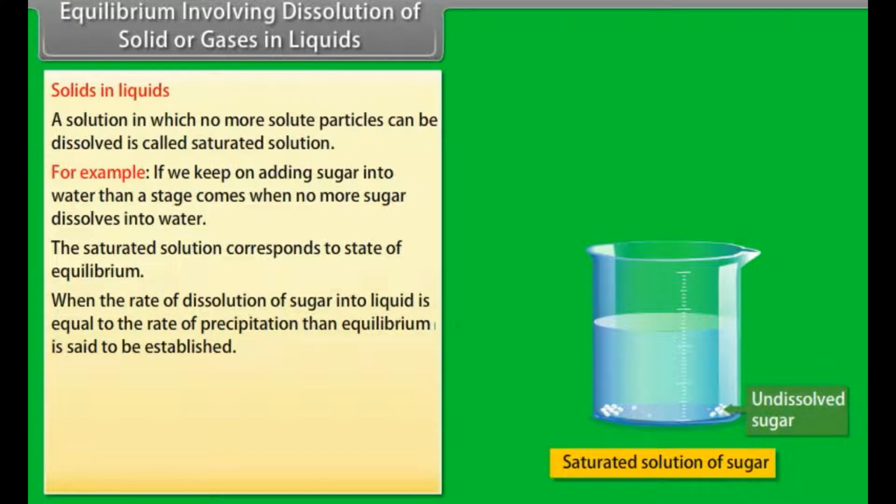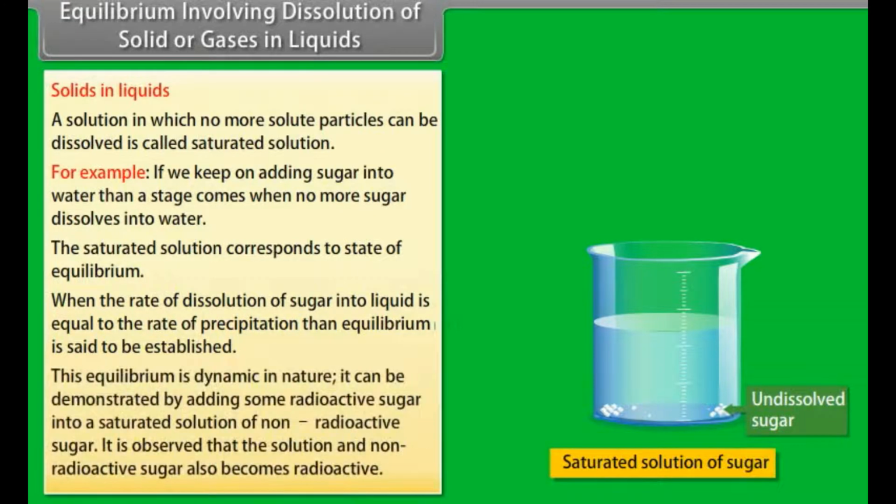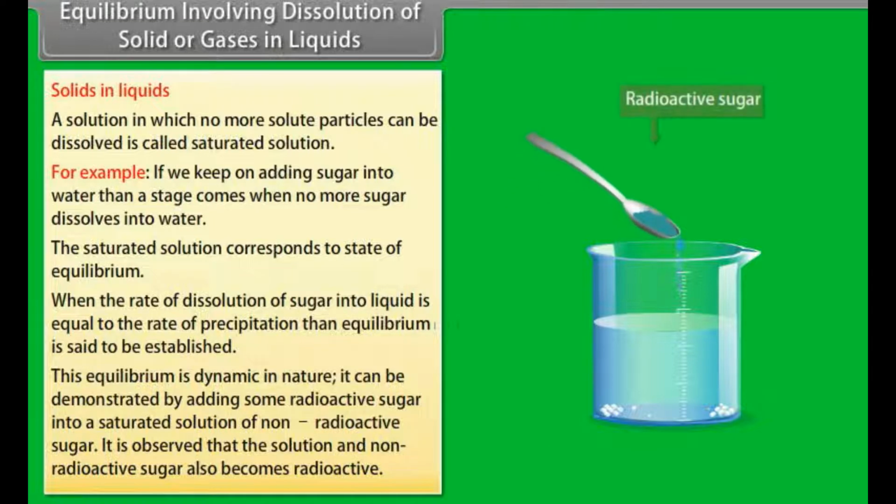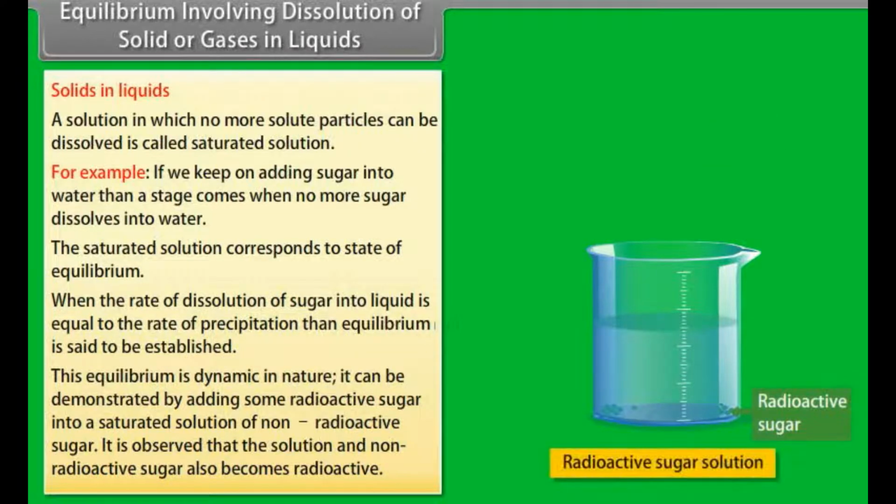to the rate of precipitation. Then equilibrium is said to be established. This equilibrium is dynamic in nature. It can be demonstrated by adding some radioactive sugar into a saturated solution of non-radioactive sugar. It is observed that the solution and non-radioactive sugar also become radioactive.